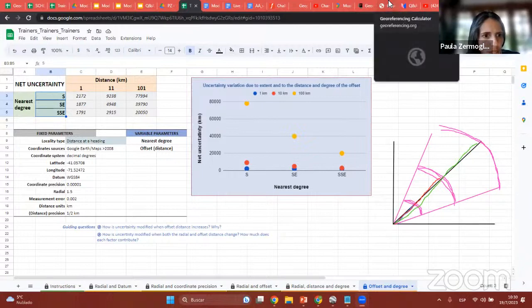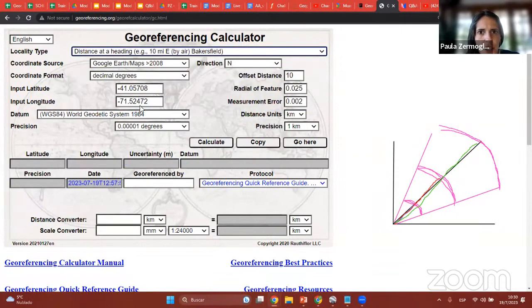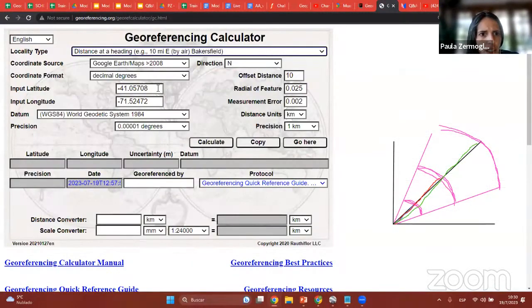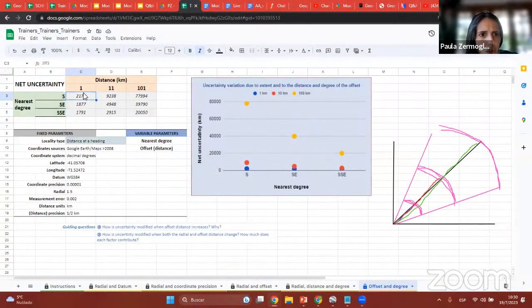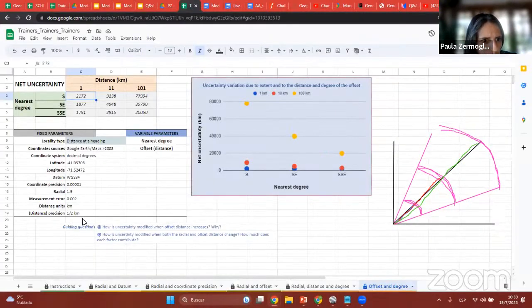Here we are. Distance at a heading is the type of calculation. And then we have all these parameters that I think are already there. Let me check. These are all fine. And then we have to change these parameters down here. First, the offset distance is 1 kilometer and nearest degree south. So direction south, distance 1 kilometer. The radial was fixed. I believe it was here.